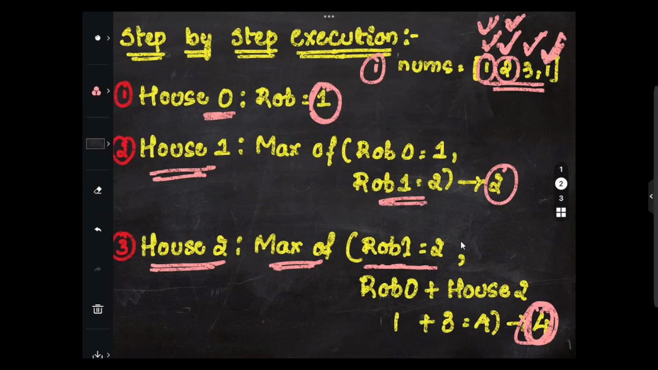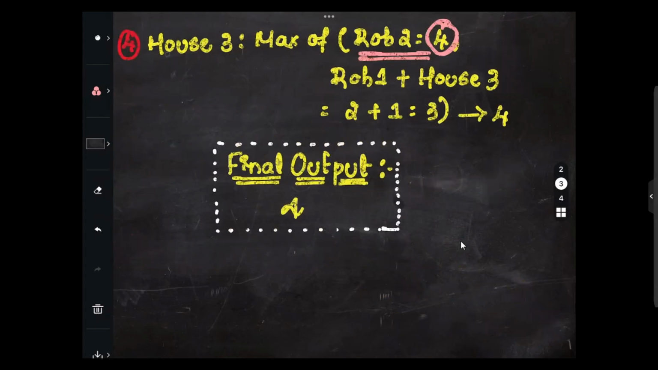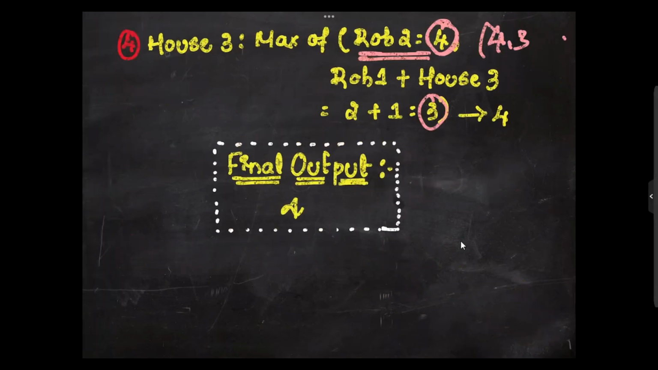House 3 is 1. 2 plus 1 is 3 here, right? Maximum of 4 comma 3 is 4. So we will return the 4 itself. In this case we will return 4. So don't get confused here. 2 plus 1 is 3, no doubt here.